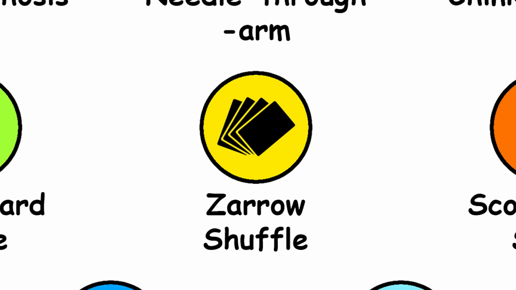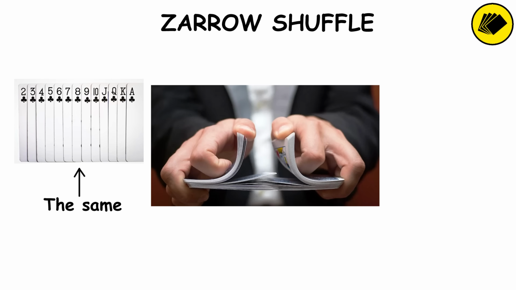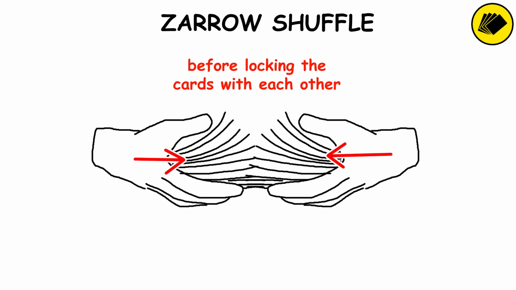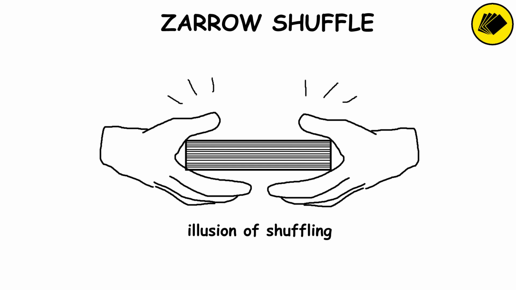Zarrow Shuffle. This is a special type of shuffle that looks like a normal one, but actually keeps the order of the cards the same. The Zarrow Shuffle starts with the magician performing a classic card shuffle, but before locking the cards with each other, he uses the top card as cover and re-separates them. When the cards are at their starting point, he places them in order, giving the illusion of shuffling.